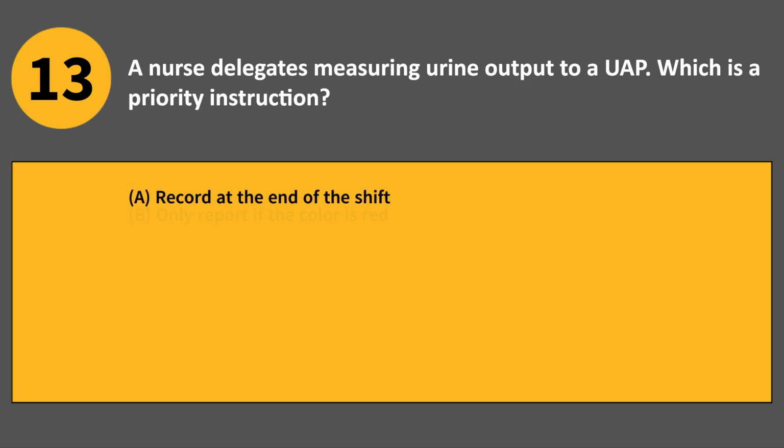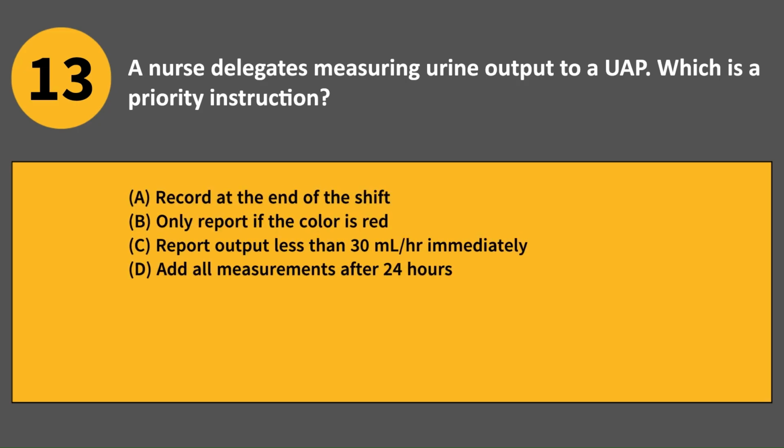A nurse delegates measuring urine output to a UAP. Which is a priority instruction? A.